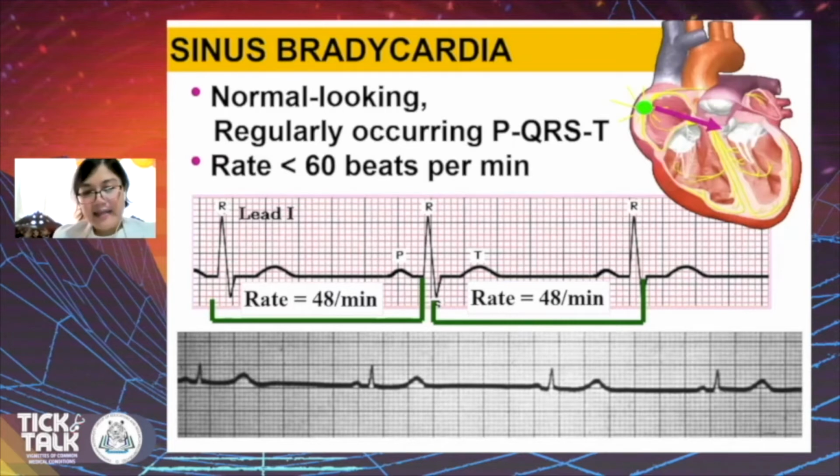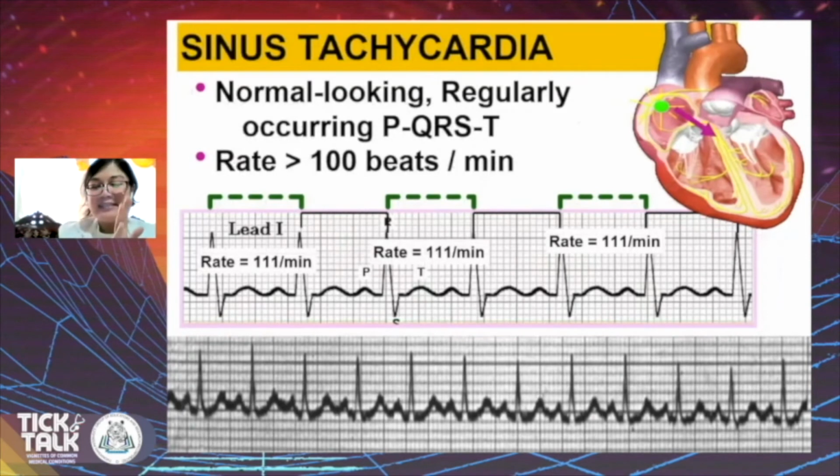On the other hand, if it's just the fastness of the rate that is the problem, meaning it's more than 100 beats per minute, but all the rest of your criteria got ticked as normal, then we're dealing with sinus tachycardia.